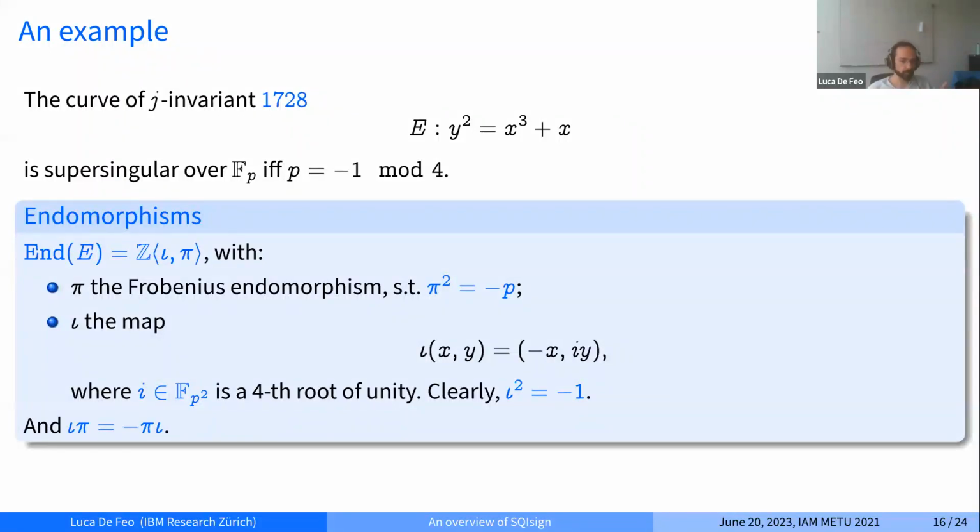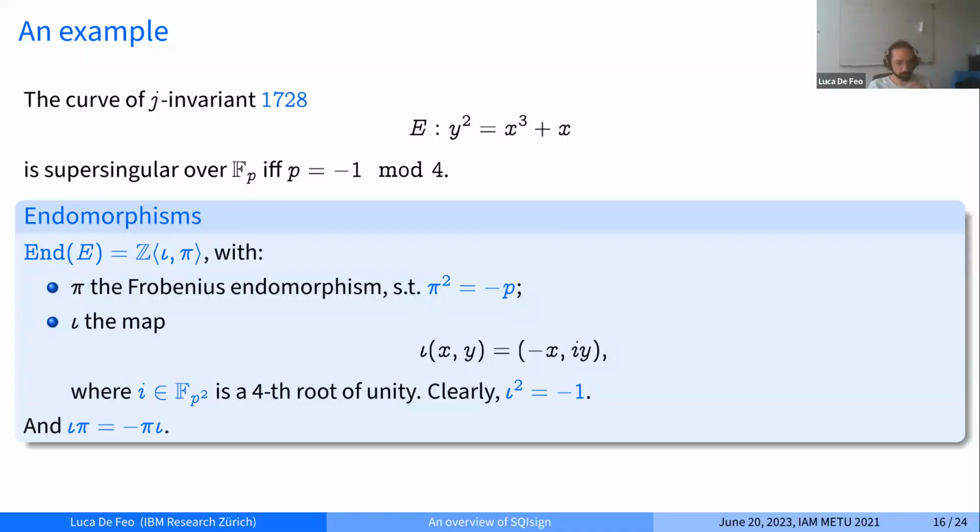And then you have another map, which is even more than an endomorphism. It is an automorphism. So it maps points one to one. It's the map that we usually denote by iota. And this is the map that maps a point with coordinates x, y to the point minus x, i times y, where i is a square root of minus 1. And now it's easy to see that if you apply iota twice, what you get is (x, y) gets sent to (x, minus y). And so this is the negation map, the map minus 1. So iota is a square root of minus 1.